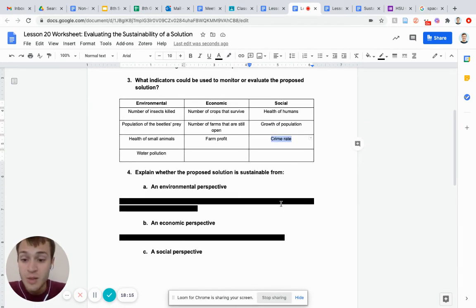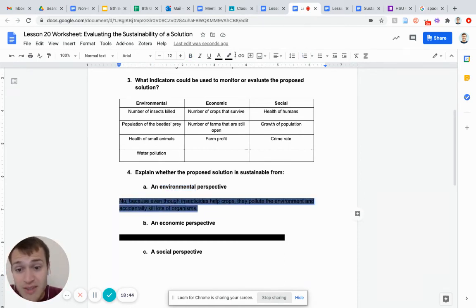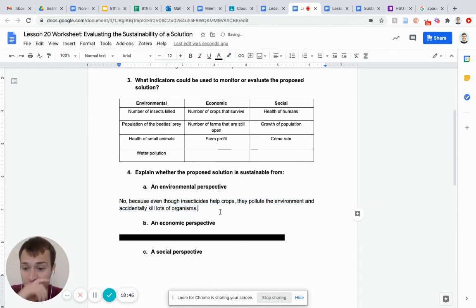All right. Number 4 says explain whether the proposed solution is sustainable from an environmental perspective, an economic perspective, and a social perspective. So, is our proposed solution using chemicals good if we just think about, let's say, the environment? So if we're only considering the environment, actually using pesticides is not great because even though the pesticides, the insecticides are going to help crops, they pollute the environment and accidentally kill lots of organisms. That's not sustainable. That's not good.